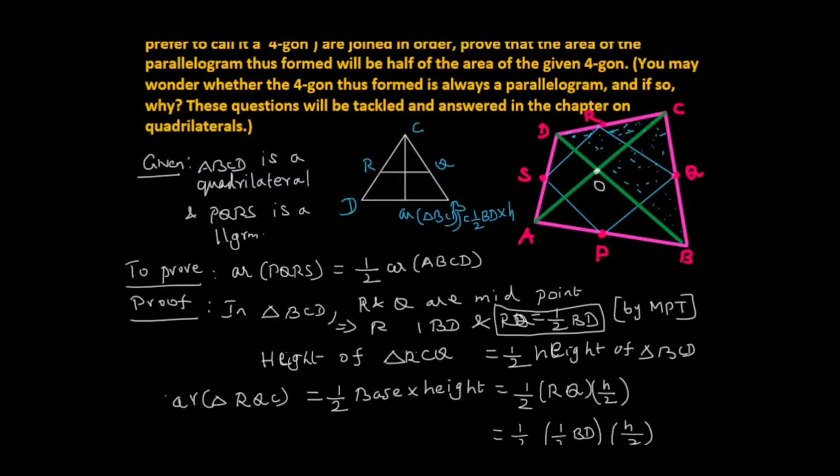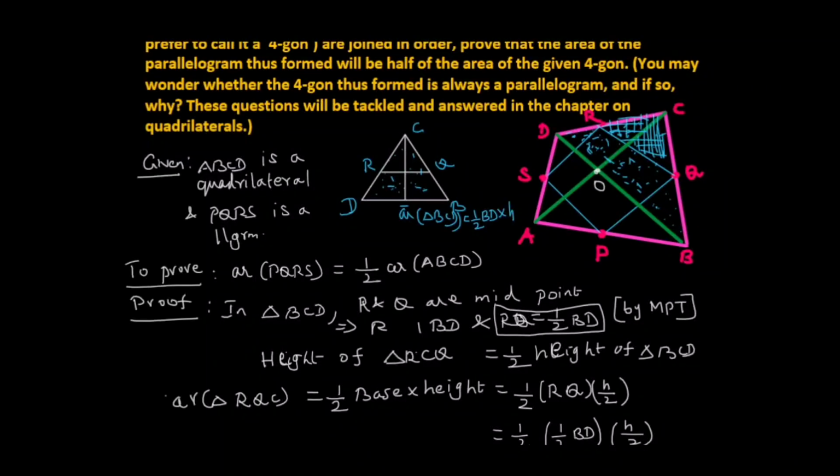Consider the same triangle, this one here. Look at the small triangle, this small portion. This triangle's area is nothing but 1/4 of the full triangle's area with BD.